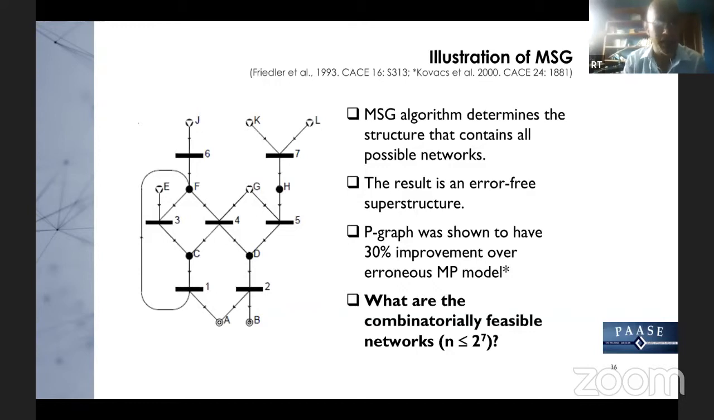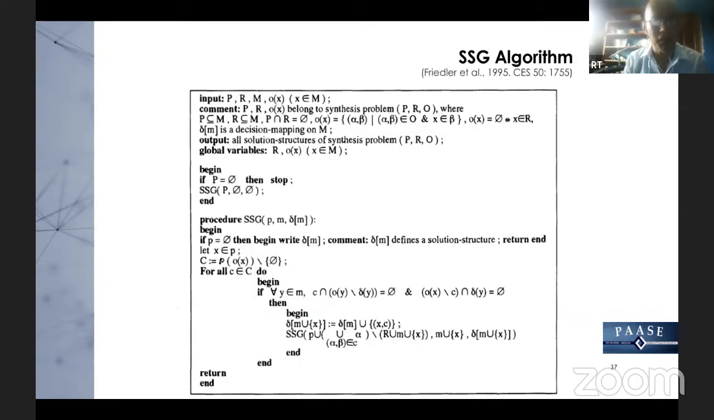But we'll move on to the next slide, because the next problem really is, if we have a maximal structure, which is defined as a structure that contains every possible or every combinatorially feasible design for a process plant, how do we then elucidate each of these candidate structures so that the engineers can examine which ones are more profitable or more efficient?